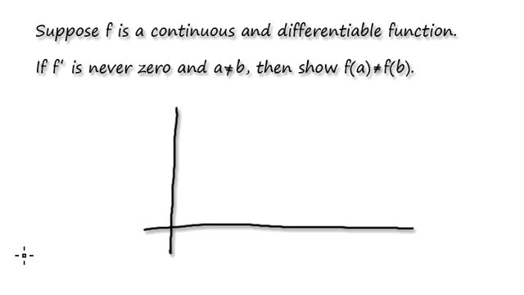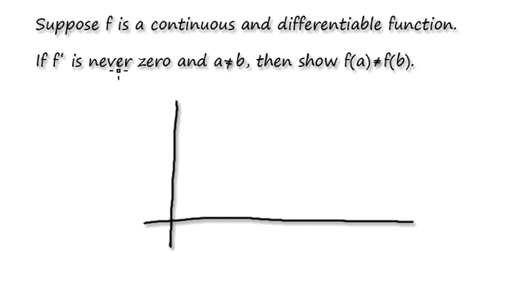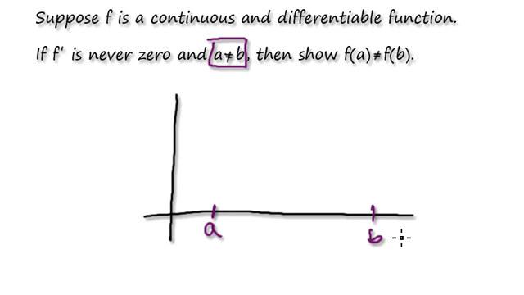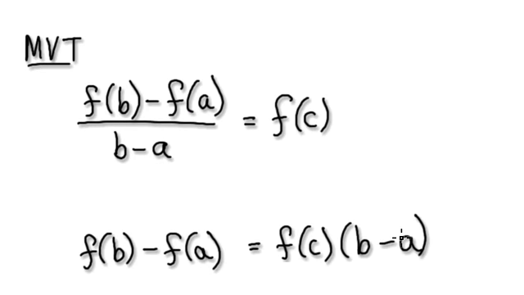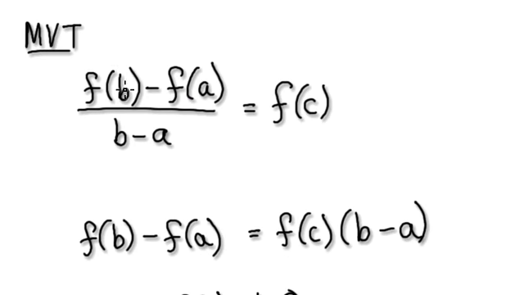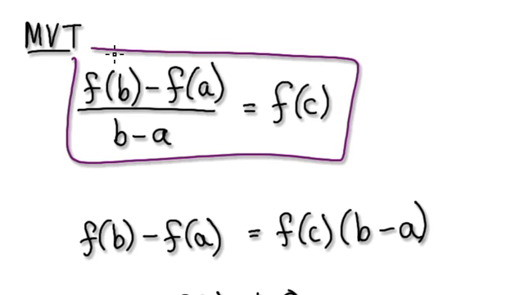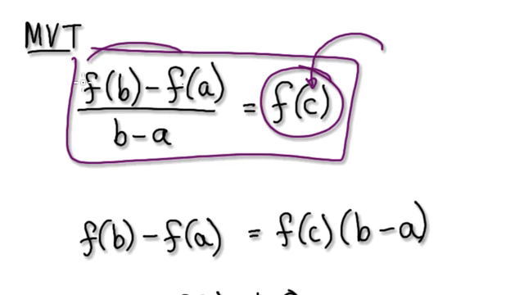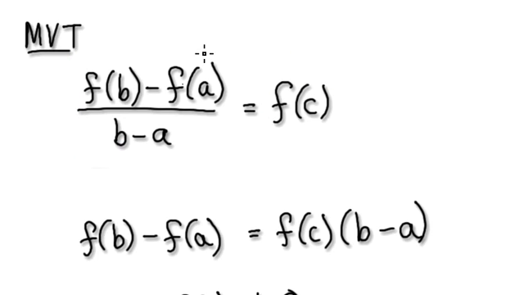Okay, so to do this, remember that a can never be equal to b. Picture this in your mind: a over here, b over here. a can never be equal to b. To show this, start with the mean value theorem. There must exist a value of c somewhere between a and b, where this thing here is equal to this thing here.